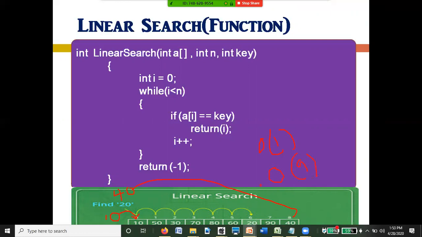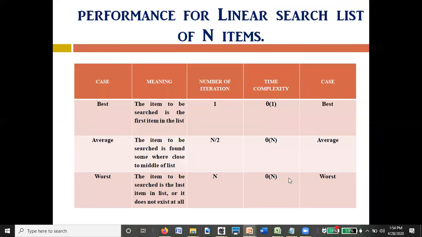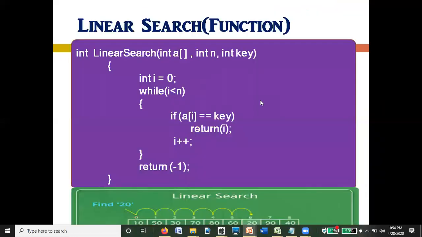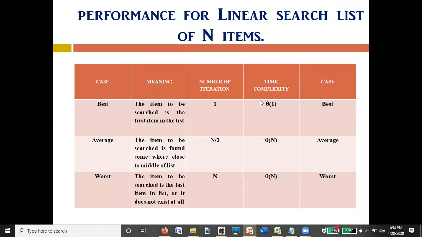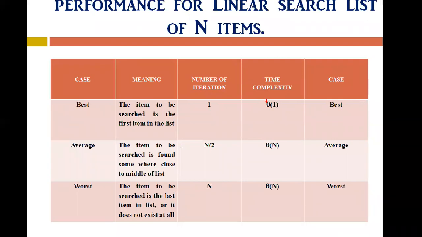If the element is not present in the given array also, n number of comparisons need to be performed. So we can observe here, if the element is located in the first position, in that particular case its time complexity is order of 1. That is called the best case time complexity.